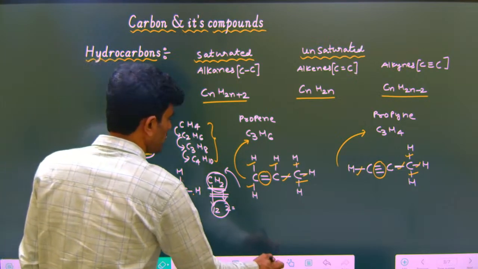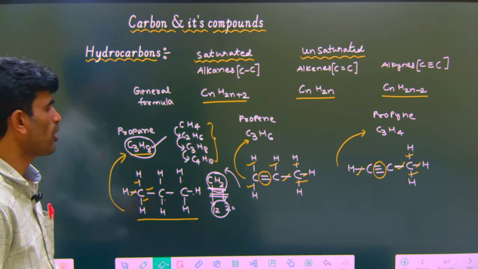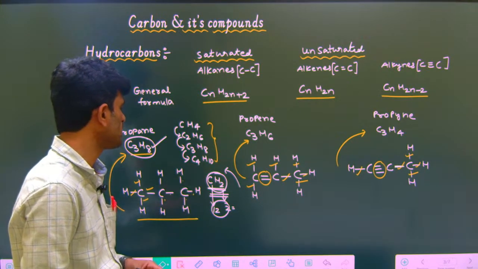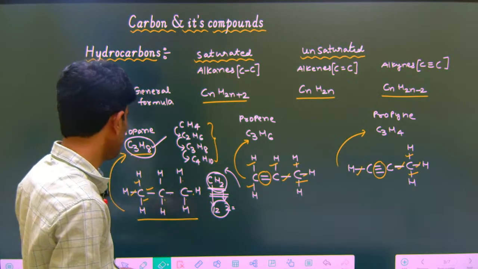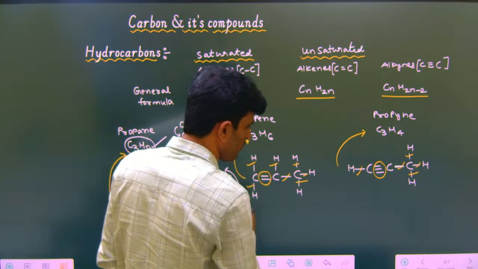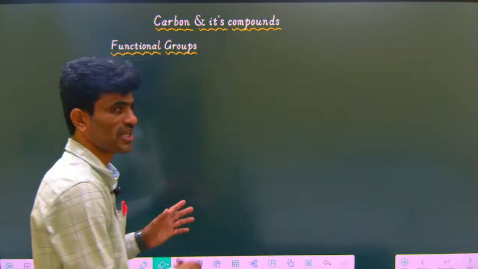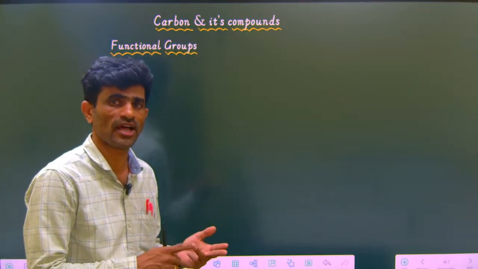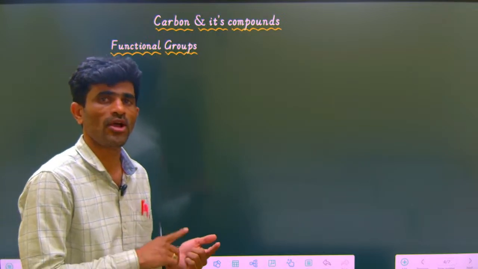All the members in a group, alkanes or alkynes, will have the same chemical properties but different physical properties. Why different physical properties? Because there is a difference in mass number, and the structures are also different. So you have different physical properties but the same chemical properties. That is about hydrocarbons, the different types: alkanes, alkenes, alkynes, their general formula, how to write the molecular formula, and how to draw the structures.